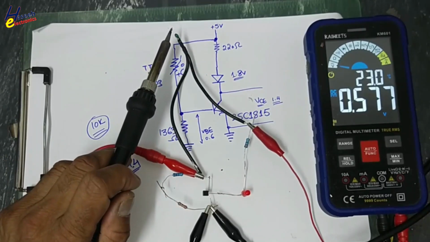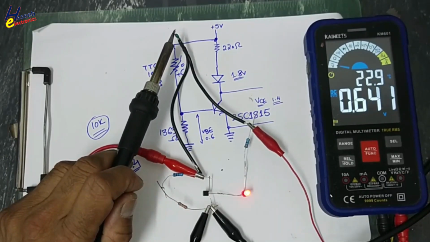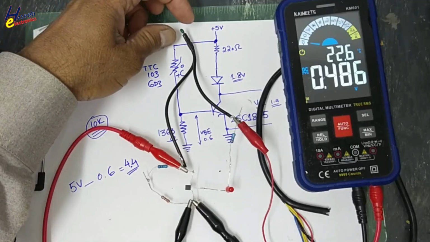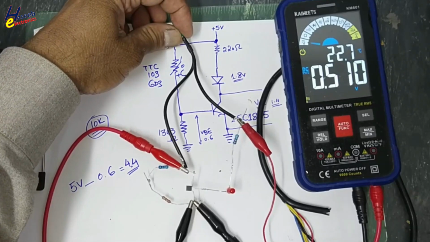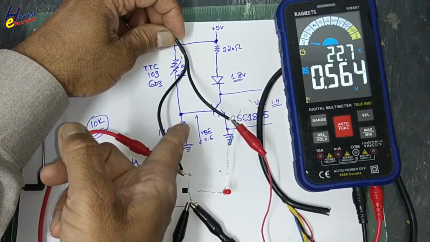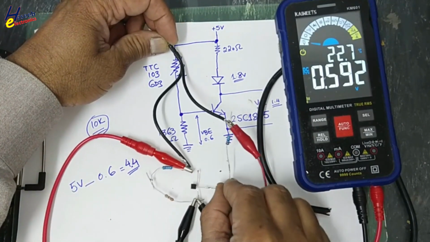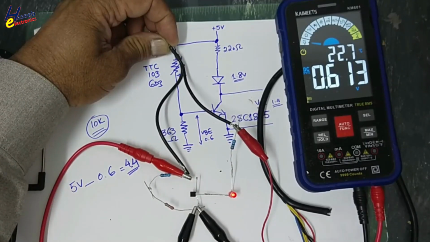When temperature will increase, this LED will become full bright. Now if I will touch it, its resistance will decrease. When resistance will decrease, at this point the voltage level will increase. The LED is now turning on. Now the LED is becoming bright.